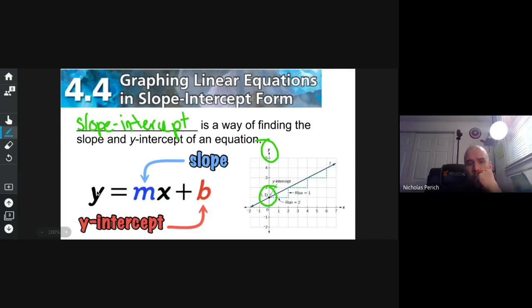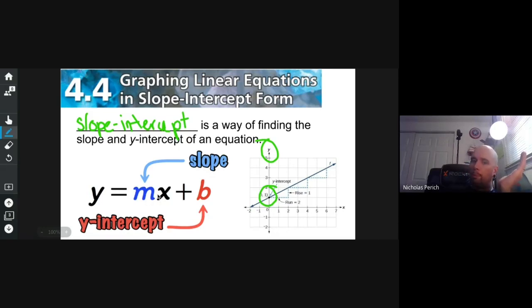Okay, most importantly, slope-intercept form is given to us by the equation y equals mx plus b. So when y is all by itself, if you remember from chapter 1, where I made everybody do all these problems where we had to get y all by itself. Why did Mr. Perich make us do all of those? Because in slope-intercept form, y is all by itself.